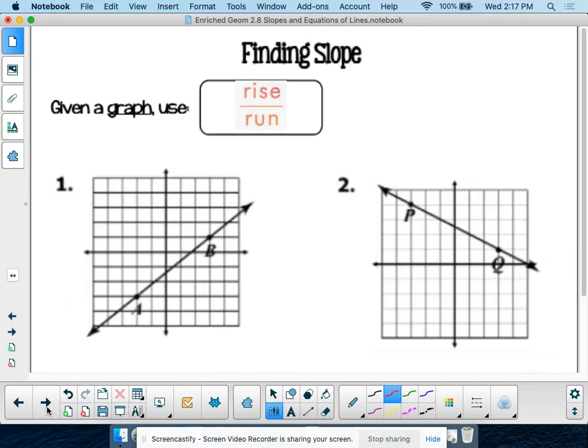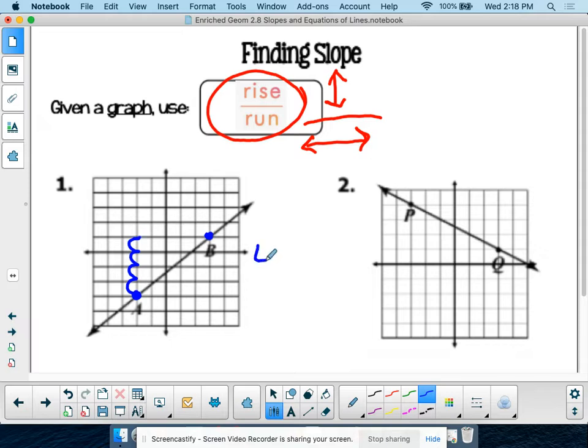You can find slope in a few different ways. When you're given a graph, we use rise over run: how far up and down we go over how far left and right we go. You want to find spots on your graph that go perfectly through the corner of one of the boxes. They've labeled them for us here, which is nice. So we'll count here. How many up do I have to go? 1, 2, 3, 4. So my rise is 4.